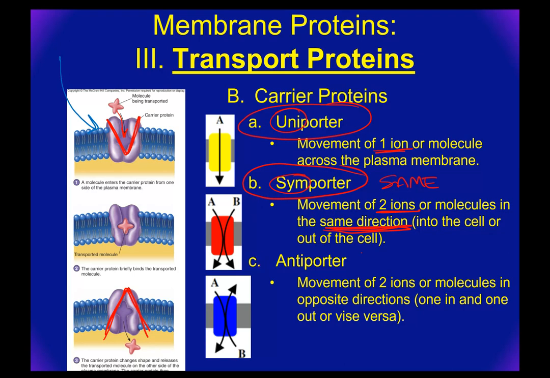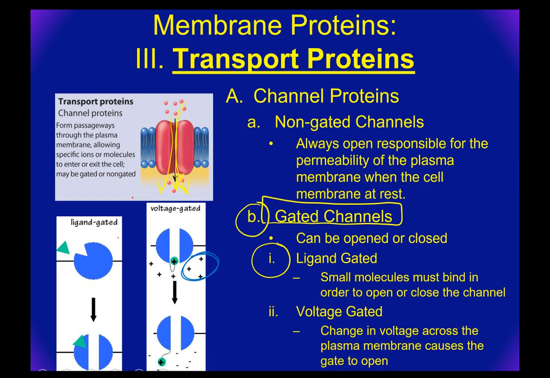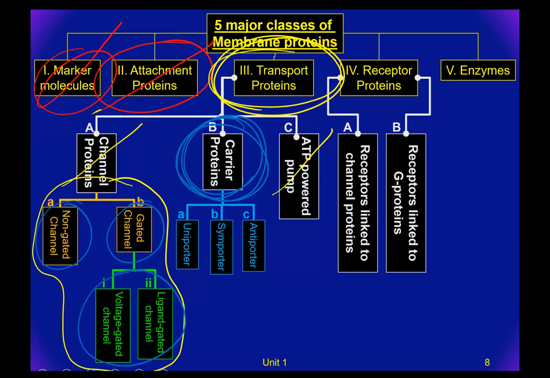Then we have the antiporter. Anti means against, right? So again, we're moving two ions, but we're moving them in opposite directions. So if you can see here, A is going in, B is going out. I am moving two things, but they're moving in opposing directions. So those are the carrier proteins. We talked about the uniporter, moves one thing, one direction. The symporter moves two things in the same direction. The antiporter moves two things in opposing directions.